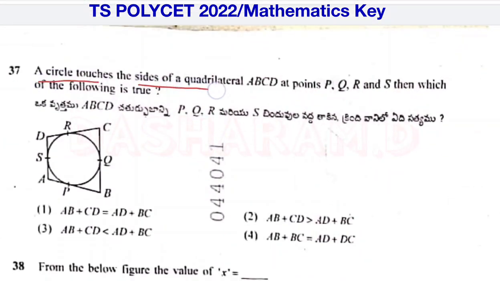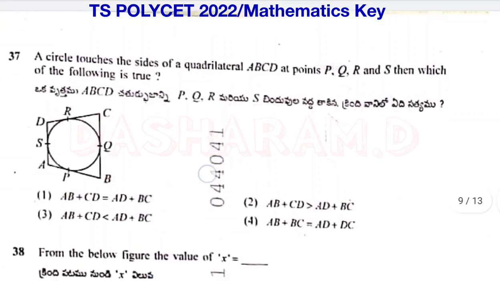Next, question number 37. A circle touches the sides of a quadrilateral ABCD at points P, Q, R and S. Then which of the following is true? It is one of the properties in the tangents and secants chapter. So here the sum of the opposite sides will be equal: AB plus CD equals BC plus DA, that is AB plus CD equals AD plus BC. So option 1 is correct.